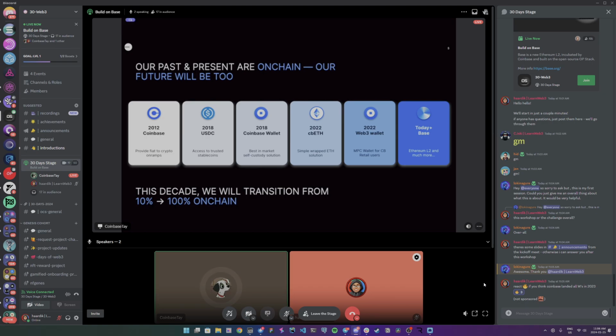And then more recently, through liquid staking and other efforts, we evolved in other areas as well, such as cbETH for liquid staking and continuing to push the envelope with things like MPC wallets. That brings us to today, where we're developing our own L2 known as Base.